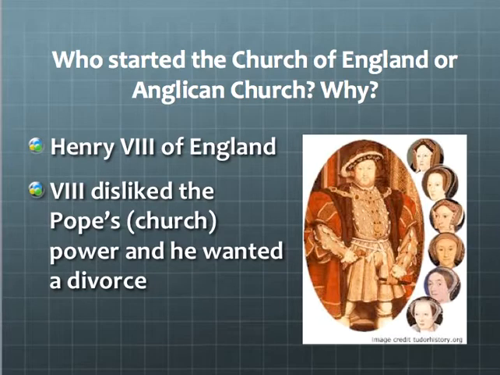Who started the Church of England or the Anglican Church? That would be Henry VIII of England. He was the King of England, and he disliked very much the power of the Pope over his nation and the Church's power, and he also wanted a divorce. This all started because he wanted to divorce his wife, who had birthed a daughter, when he wanted a son. When that happened, he tried to divorce her, and the Pope refused to allow it. Henry did not like being told no, and so he challenged the Pope and created his own church. Then he made it illegal not to be Anglican or not to follow the Church of England in England.